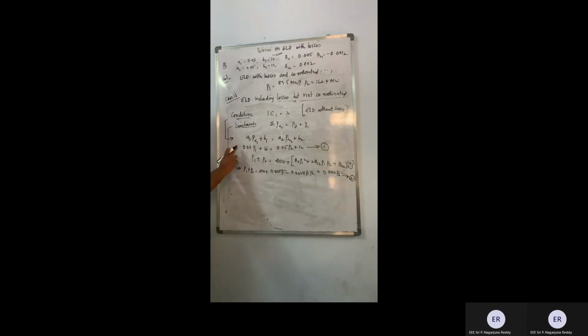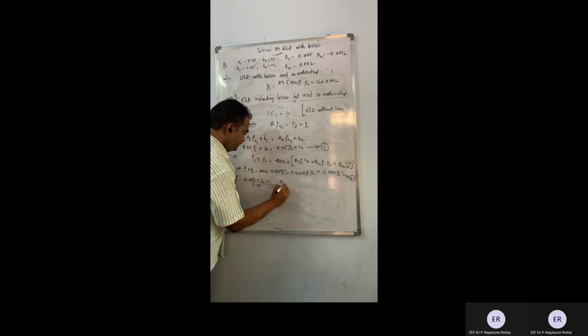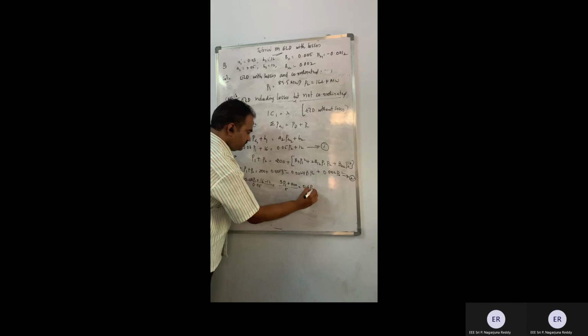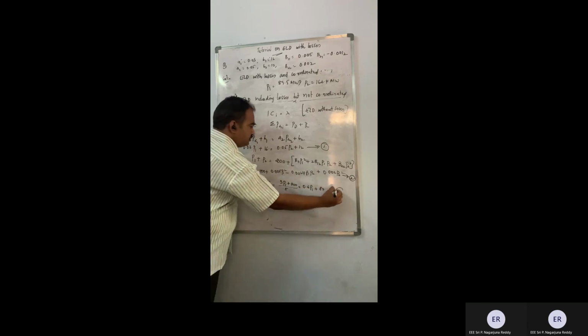Now we will try to do that. See in this one. From equation 1, can anybody say what is P2? P2 is equal to 0.03 P1 plus 16 minus 2 by 0.05, which means that it is going to be 0.6 P1 plus 8. So this is equation number 3, which I have obtained from equation number 1. Now I will substitute equation 3.